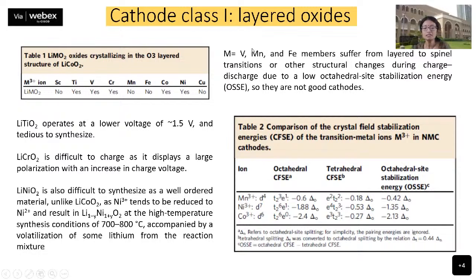Whereas when M is vanadium or iron, the members suffer from layer to spinel transition or other structural changes during the charge-discharge process. So it's very important that it doesn't undergo these kinds of structural changes. And this results because it has a very low octahedral site stabilization energy. As you can see over here, the octahedral site stabilization energy is much higher for cobalt compared to that of manganese. So among this entire series, whatever can form this O3 layered structure, LiCoO2 is the best compound. So basically, cobalt gives you the best compound in the layered oxides.